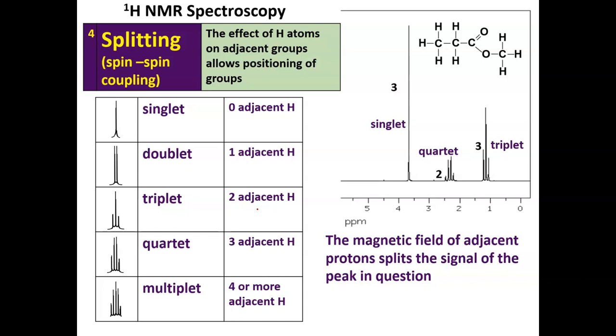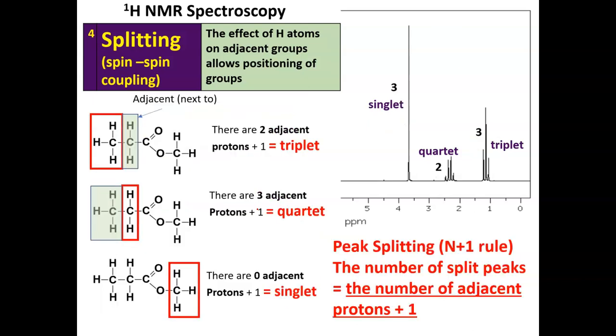So the signal that we appear to identify, be careful, is under the influence of what is next to it. More about that now. So what I've done here, just to try and firm that understanding up a little bit for you, is I've put the protons whose signal we are looking at in a red box, and I've shaded in green the adjacent protons.